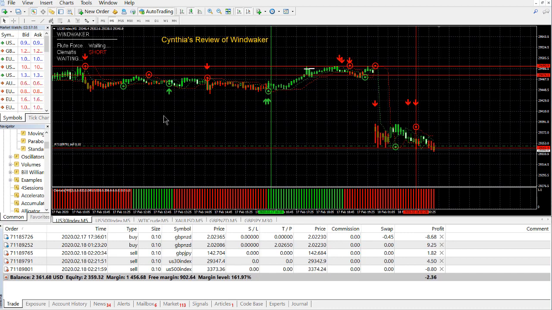So this is a really simple trading system, and it's designed for giving signal alerts, and there's only 3 indicators. The bottom window is your trend, and then you have 2 other indicators only. That is called flute force, and that is a momentum indicator, and then there's another indicator called the hurricane, and these names for the indicators are just metaphors for the name of the trading system, Wind Waker.